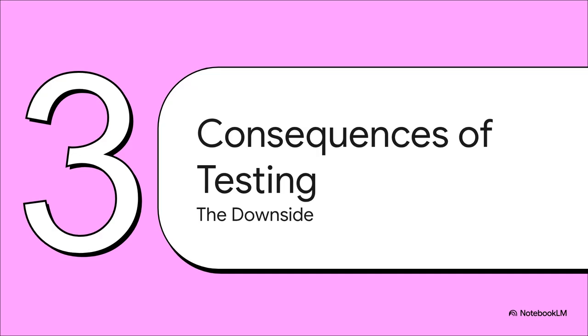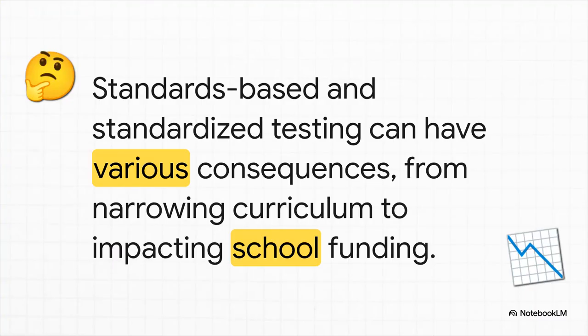So far, this all sounds pretty logical, doesn't it? You set some goals, you measure the progress. Simple. But this is where our story takes a pretty big turn. Because when the stakes get really high, the very act of measuring can start to change the thing you're trying to measure. And that's the central paradox here. A system that was designed to ensure learning can, kind of ironically, end up distorting it.